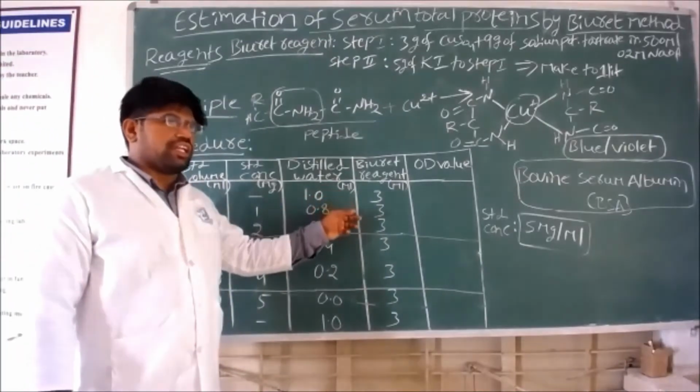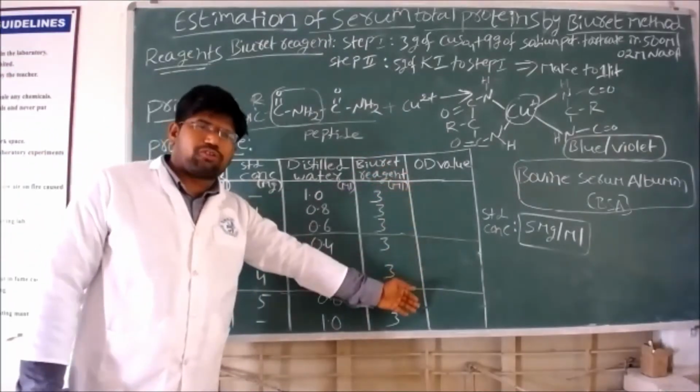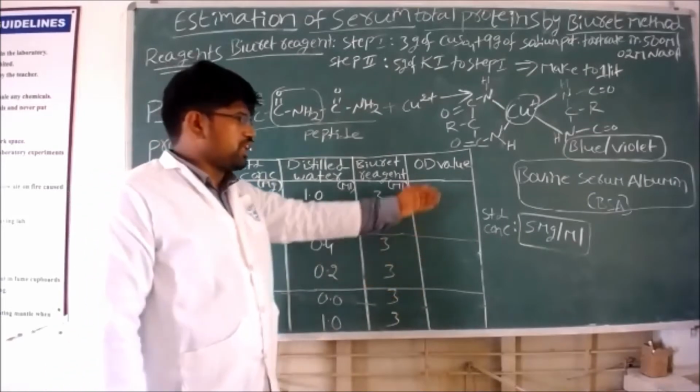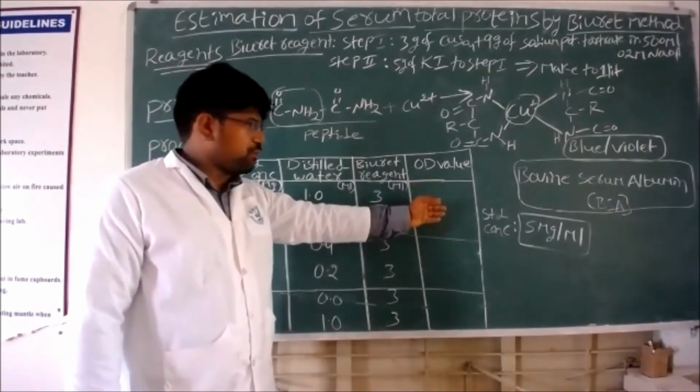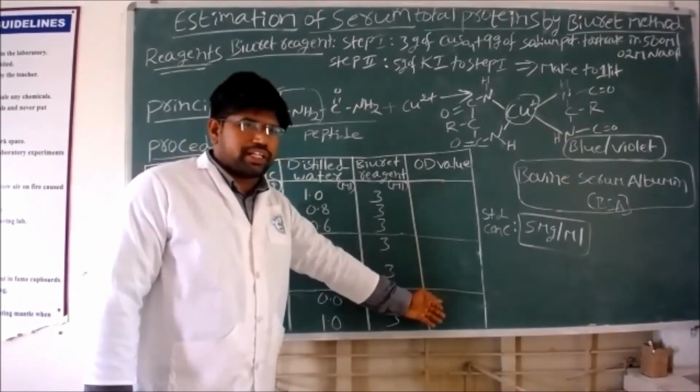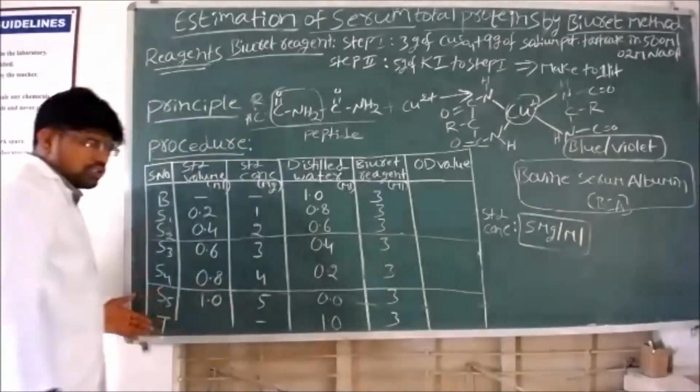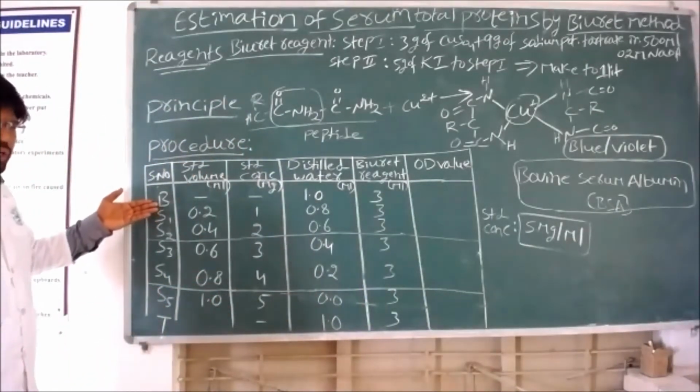Next, we'll add the reagent, and finally we'll incubate at room temperature for some time. Then, with the help of a colorimeter at 540 nanometers, we'll measure the optical density values. So, this is the procedure table. Now I will explain one by one.